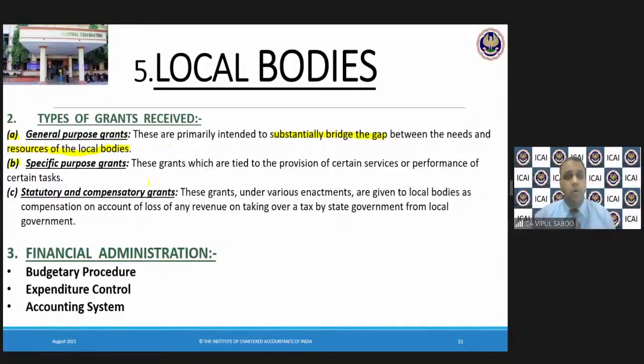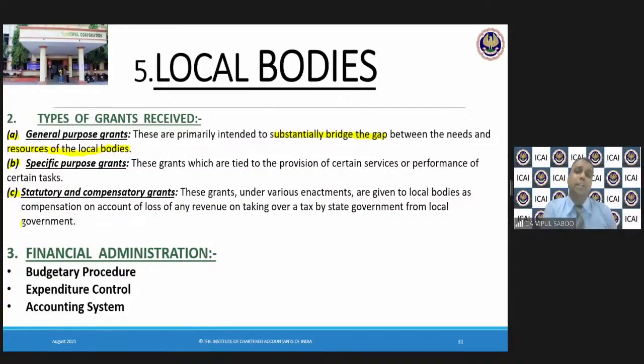Specific purpose grants are obviously given for a specific purpose. You have to get constructed an MRI center in your district hospital, and you are being given a building grant or a grant by the name of center to construct that particular center over there. You cannot use it for general purposes. You have to use it for that particular purpose only, right? Statutory and compensatory grants. These grants are given under various enactments to local bodies as compensation on account of loss of any revenue, on taking over tax by state government or local.